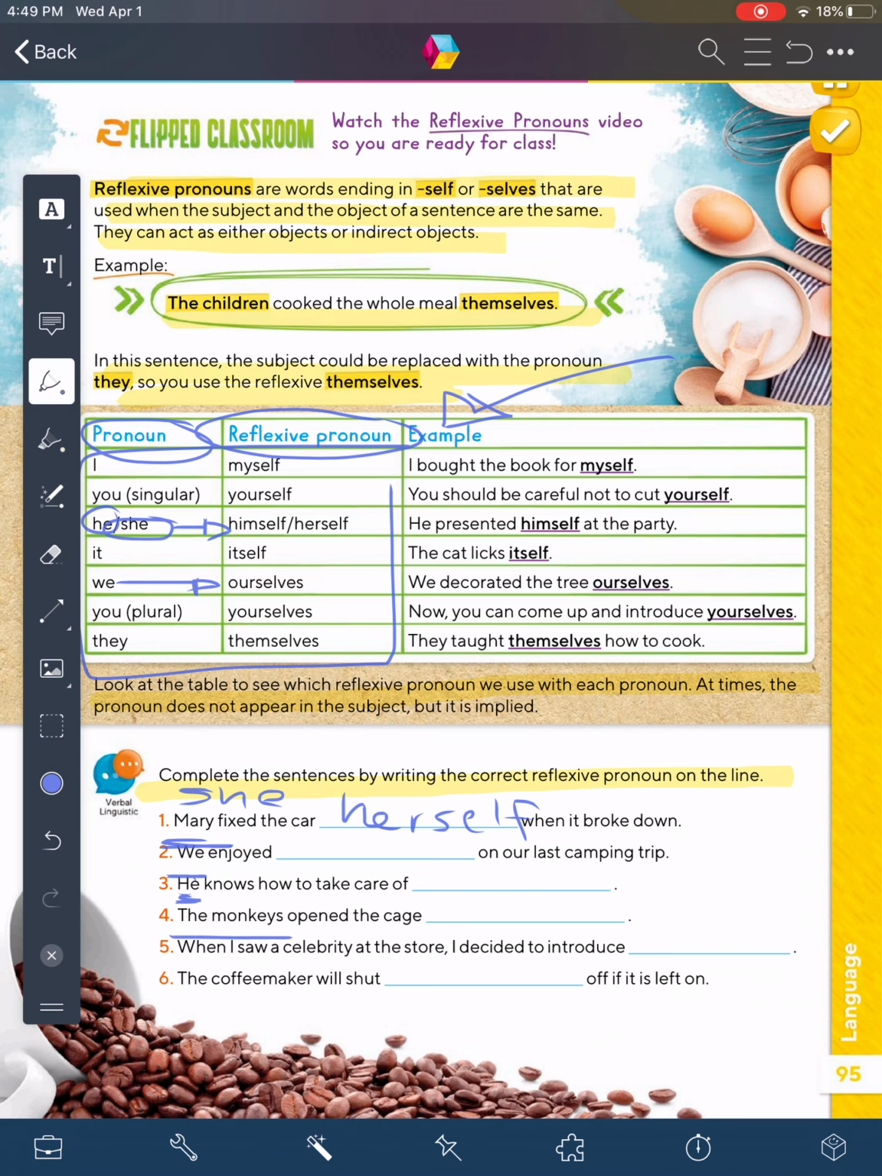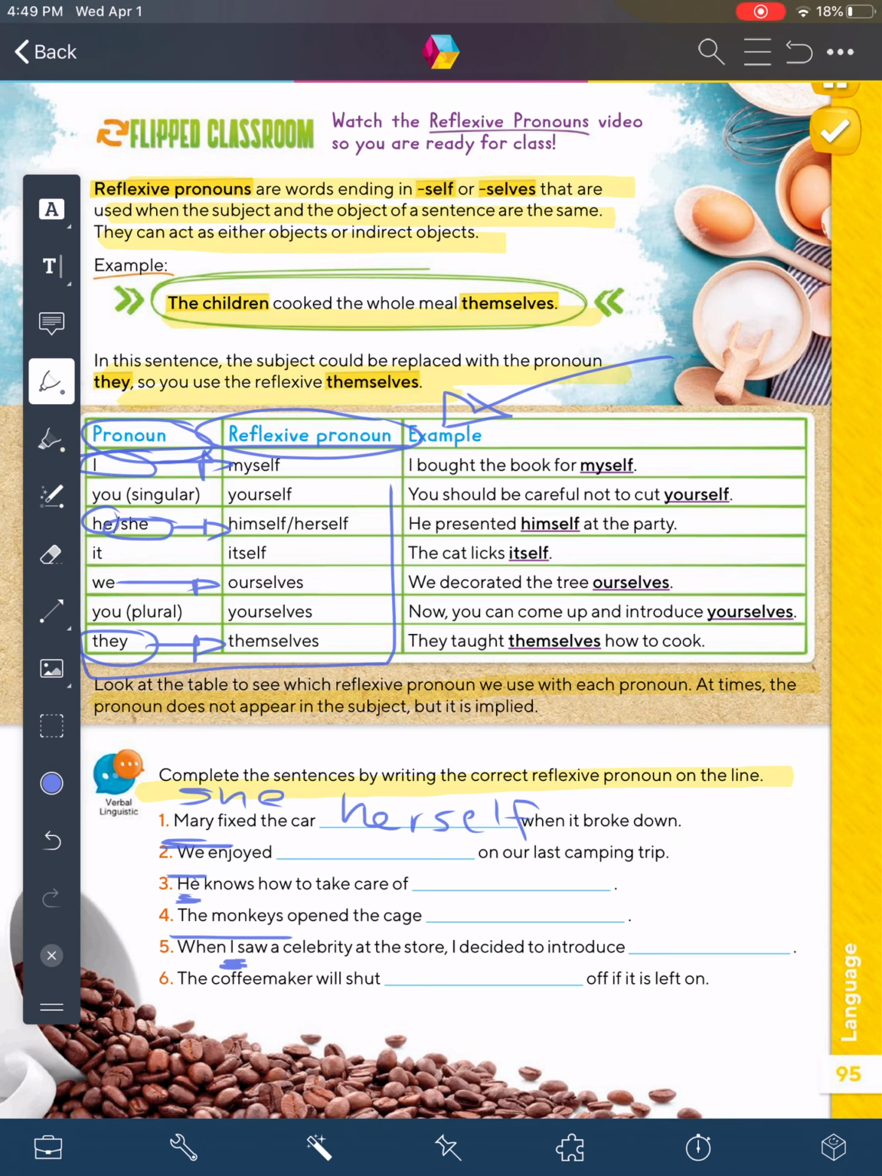Number 4. The monkeys opened the cage. Now we talk about the monkeys, even though it is an animal, it is a plural subject. So we are talking about they. What is the reflexive pronoun you need? Let's continue. Number 5. When I saw a celebrity at the store, I decided to introduce. Now, what is the subject? I. What is the reflexive pronoun? There you have it.